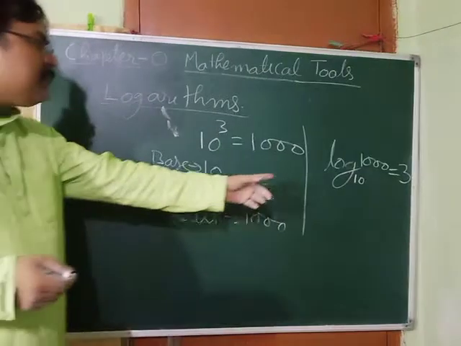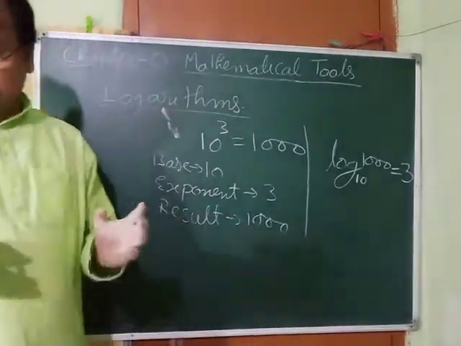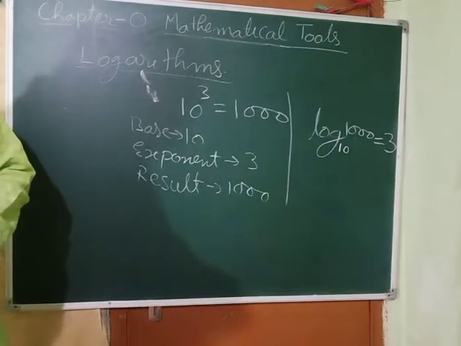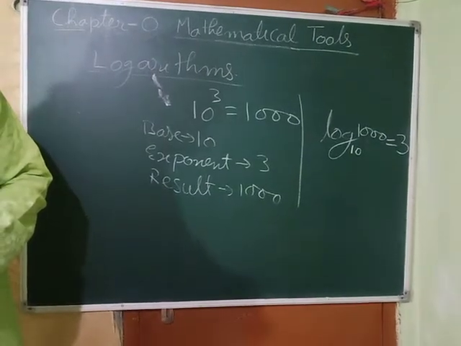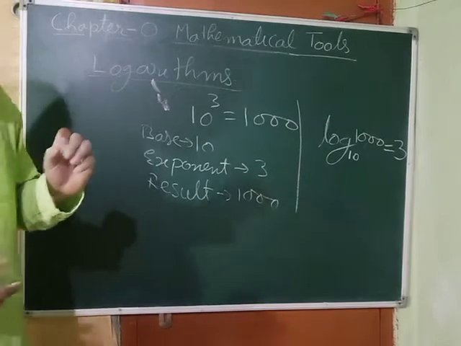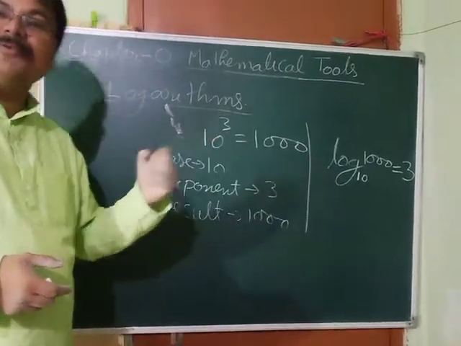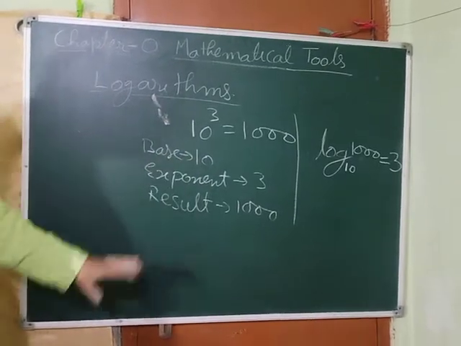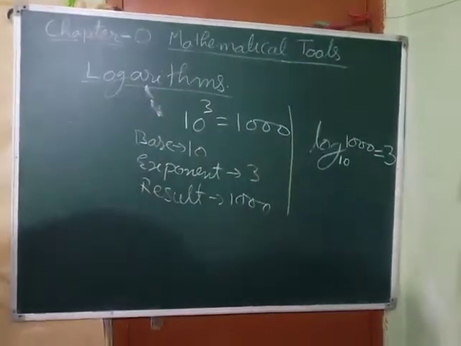Basically, when the base is that special number, it is called natural logarithm, and the value of that is denoted by small e, and e is equal to something like 2.78. So this is the basic of logarithm. Just you can understand and you can write it, if you want to write.